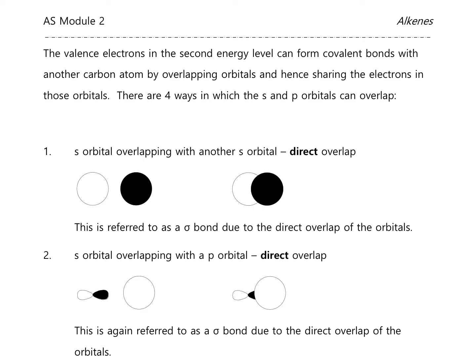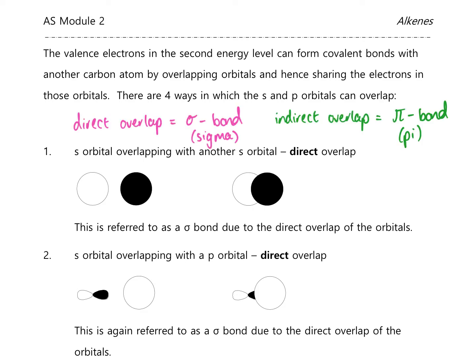And essentially the overriding rule is, if you have direct overlap of orbitals, no matter whether they're s orbitals or p orbitals, then that is called a sigma bond. And that's a little Greek symbol there. It's like an O with a wee flick after it. And then we have indirect overlap. And that leads to a pi bond.